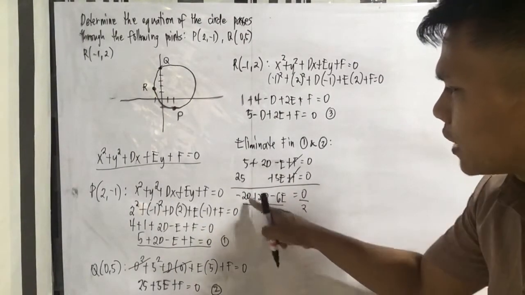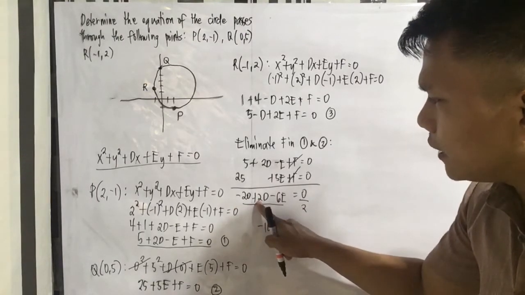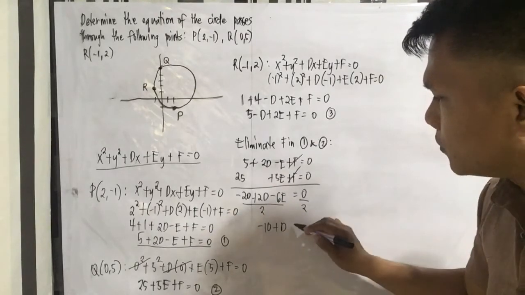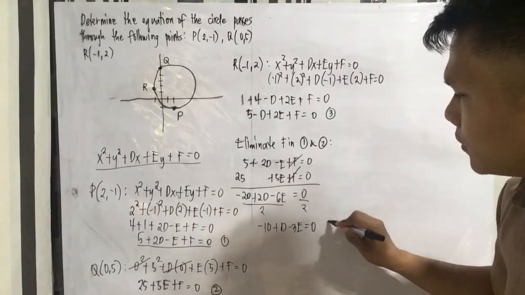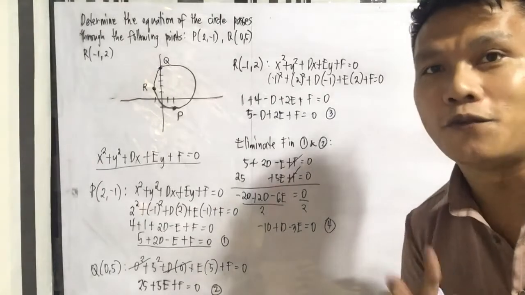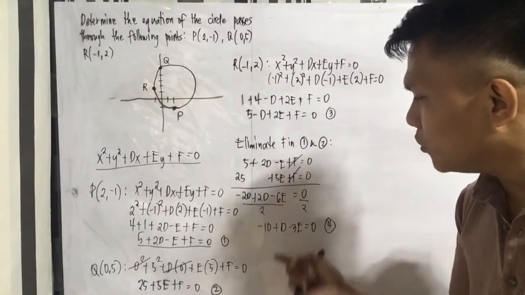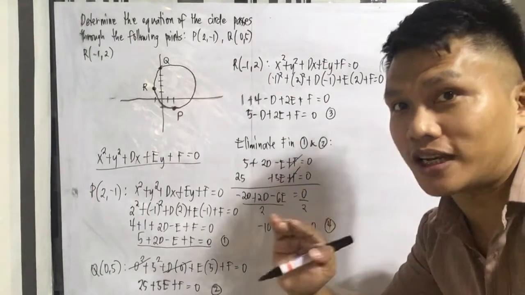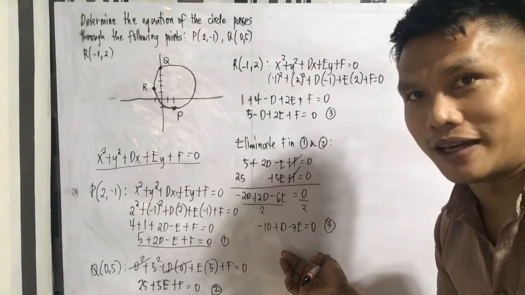Both sides, so negative 20 divided by 2 is negative 10. 2d divided by 2 is positive d. Negative 6e divided by 2 is negative 3e. And 0 divided by 2 is 0. So this will be our equation 4. Okay? So kung mapapansin nyo, umuunti na yung variable natin. Ganyan yung gagawin natin. I-reduce natin siya ng i-reduce up to makuha natin siya in a single variable lang.